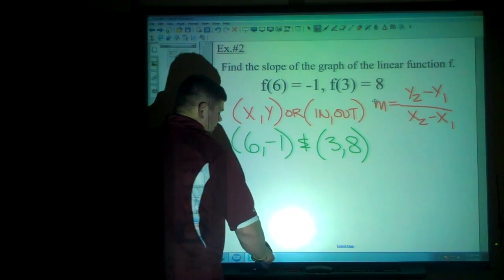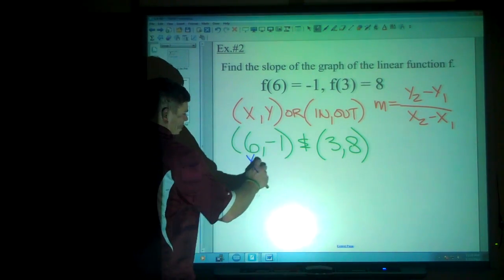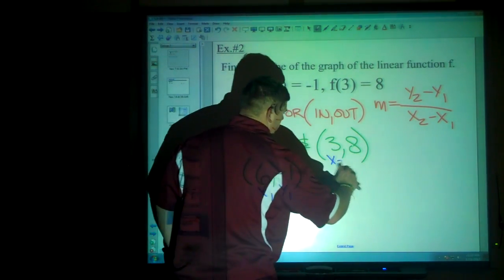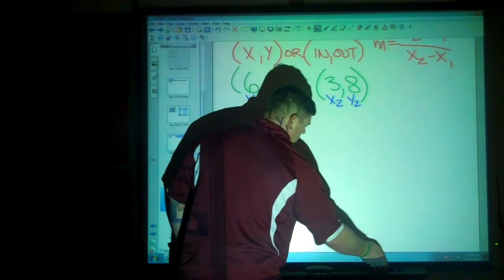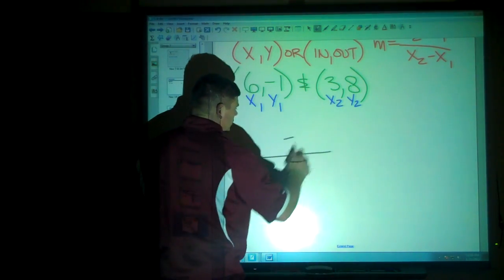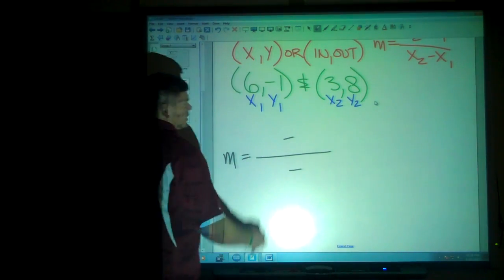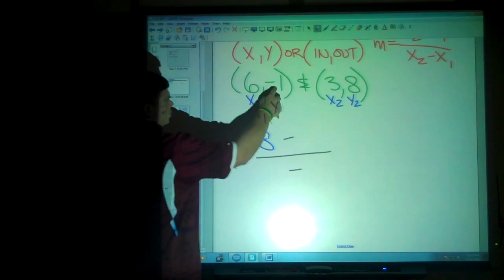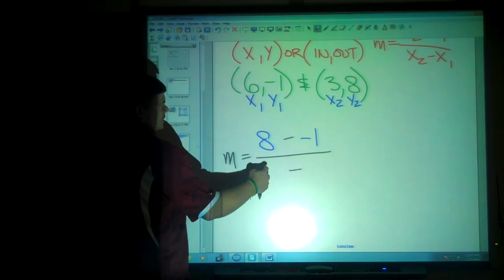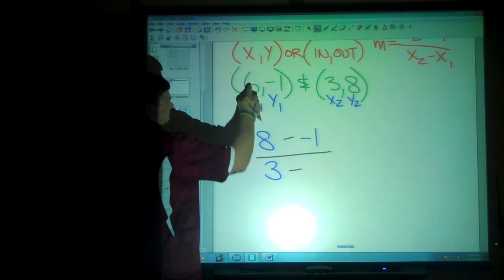You label x sub 1, y sub 1, x sub 2, y sub 2. Always start off with a line, 2 subtraction signs. So we labeled y sub 2 as 8. We labeled y sub 1 as negative 1. We labeled x sub 2 as 3. And x sub 1 is 6.